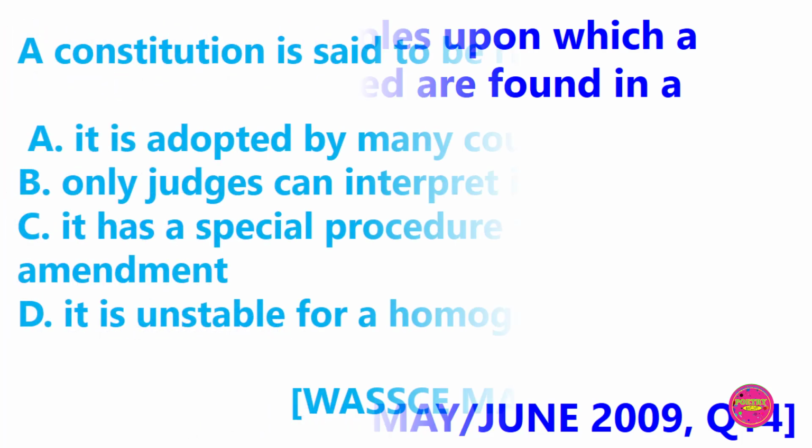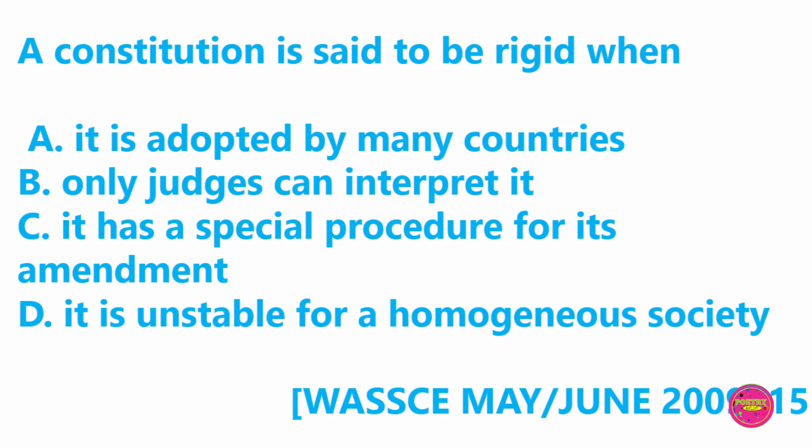Constitution. A constitution is said to be rigid when A. It is adopted by many countries. B. Only judges can interpret it. C. It has a special procedure for its amendment. D. It is unstable for homogeneous society. The correct answer to this question is C. It has a special procedure for its amendment.